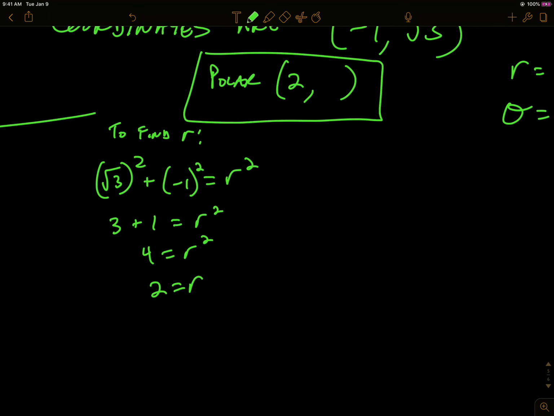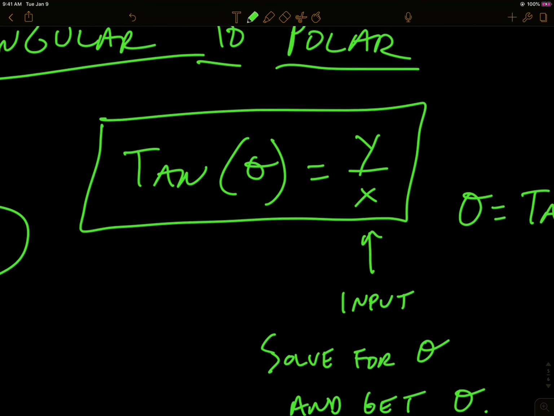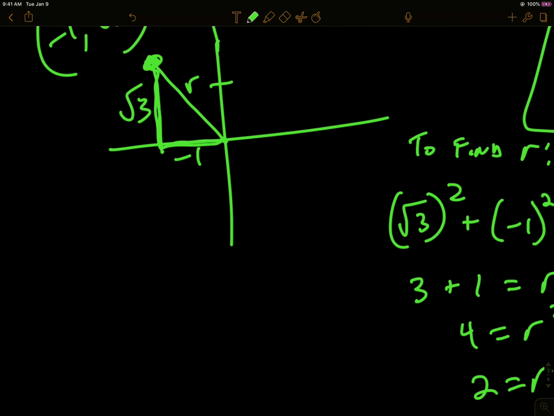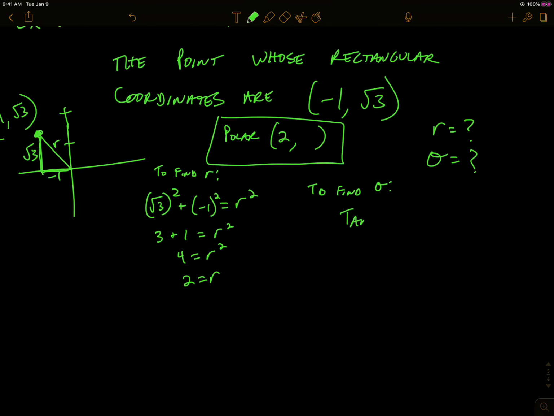All right, so now to find theta, we're going to use this relationship. Tangent of theta is equal to opposite over adjacent, essentially. So again, with the picture, it's pretty easy to figure out. So to find theta, I go tangent of theta is going to be equal to opposite over adjacent. All right, so that means tan of theta is going to be equal to -root 3. And then we have to solve that equation and then account for the proper quadrant.